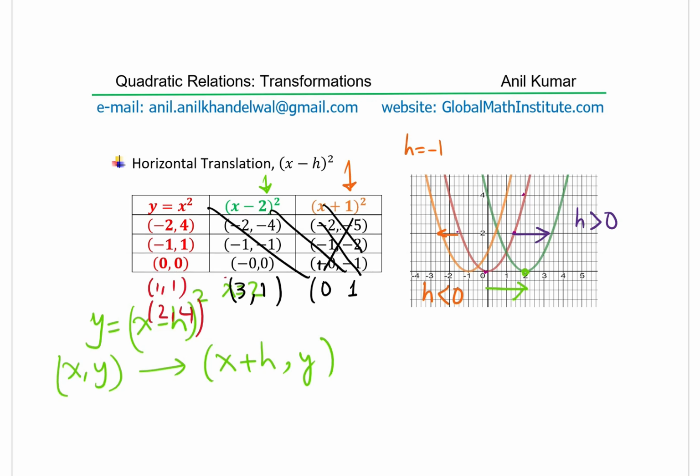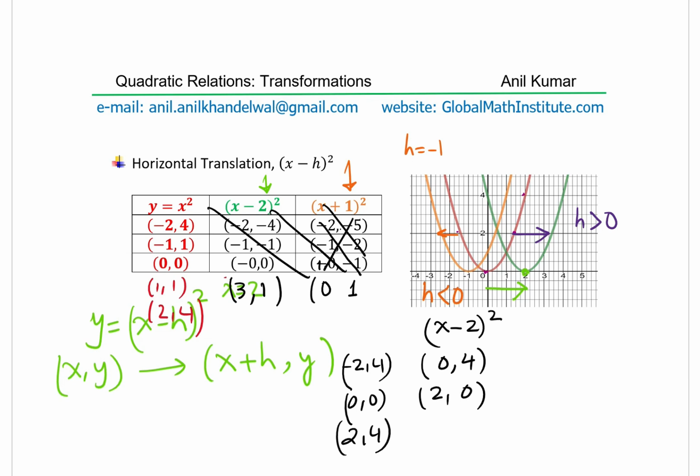Let's redo this. Okay, so in this particular case, if I have x minus 2 whole squared, the point which is minus 2, 4, the x value will now become 2 more. It becomes 0, the y value remains the same. Do you get the idea? But if I have a point 0, 0, you add 2 to the x value, the y value remains the same. If I have a point 2, 4, you add 2 to the x value, it becomes 4 and the y value remains the same. Is that clear to you? So that is how you're going to get the new points.